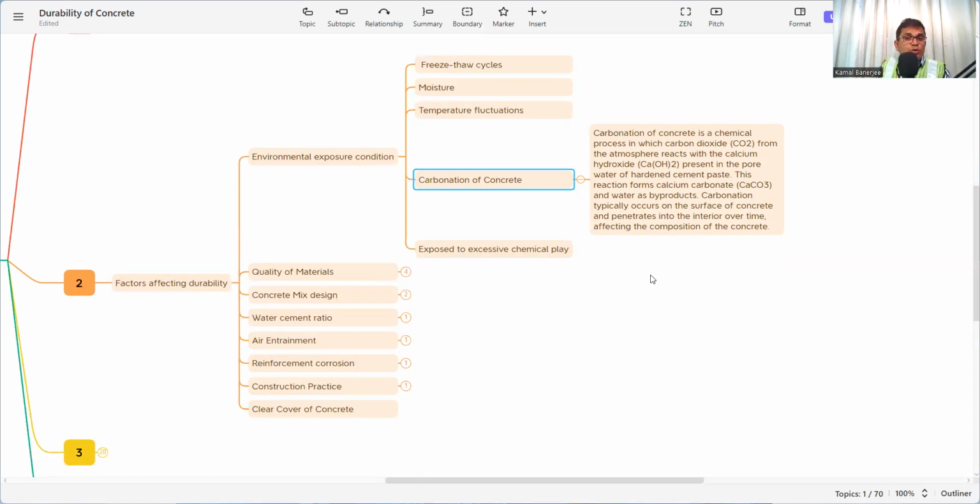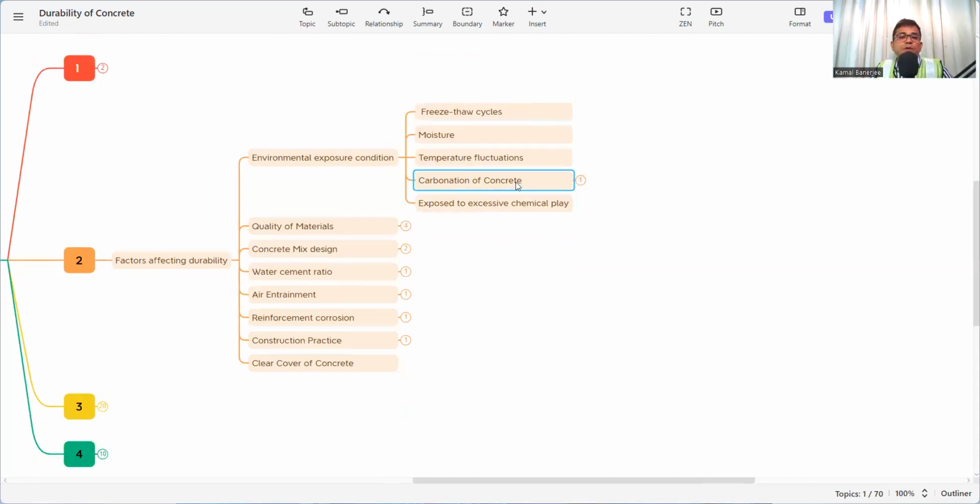So CO2 or the carbonation effect is dangerous for humans also, and the same thing goes for concrete. Then there is exposure to excessive chemicals. If there is a structure where chemical factories or chemical reactions are present, then there will be chemicals in the environment, and that also affects the concrete strength.